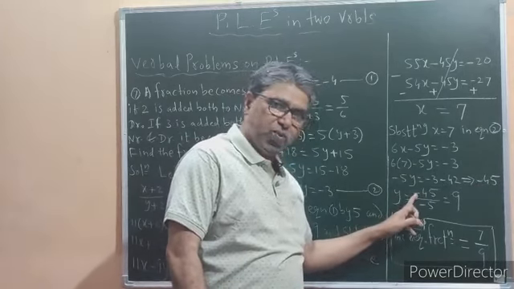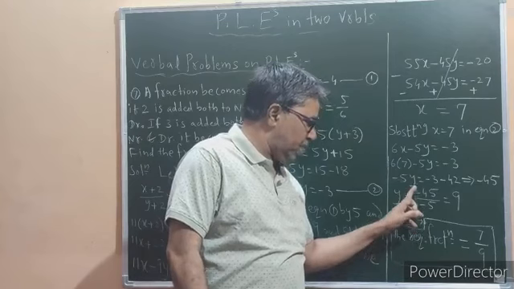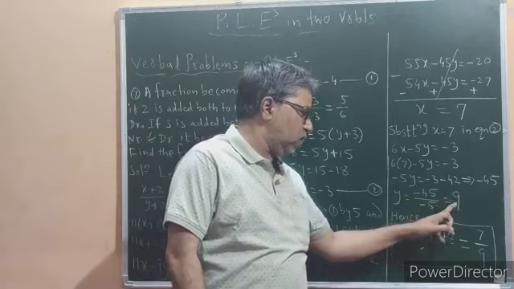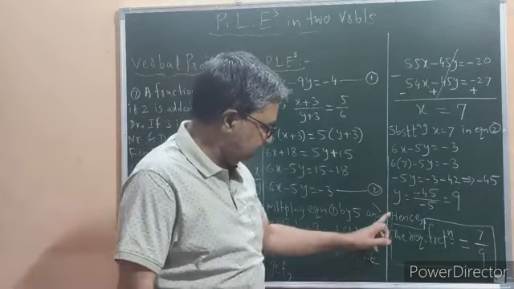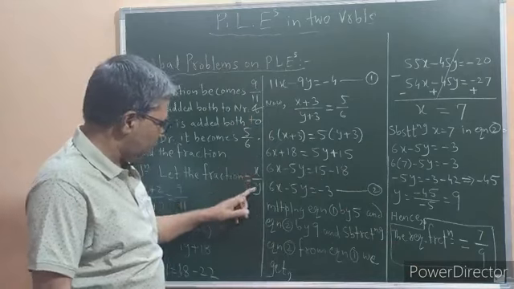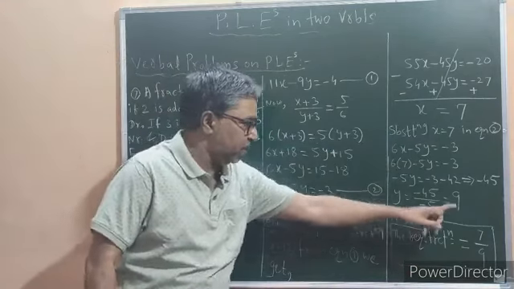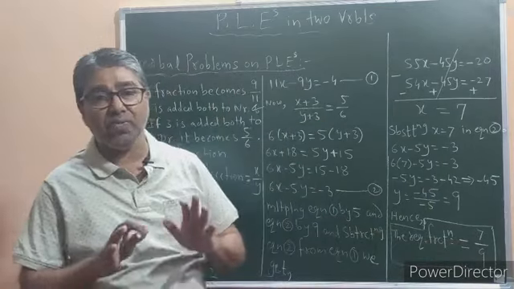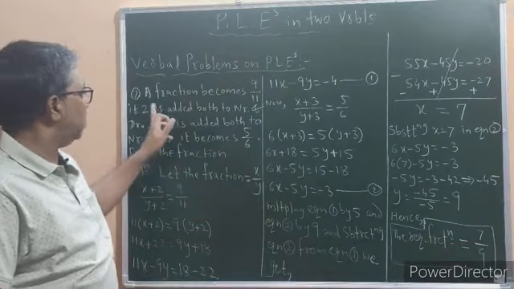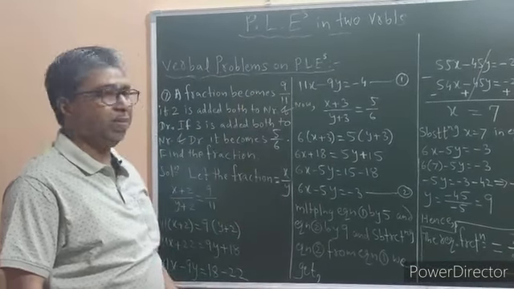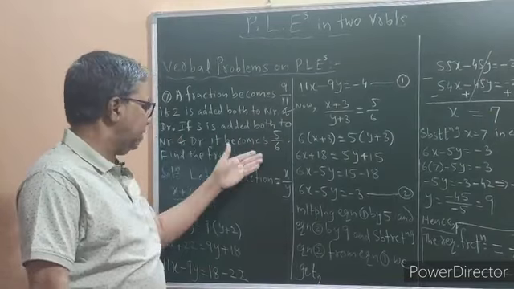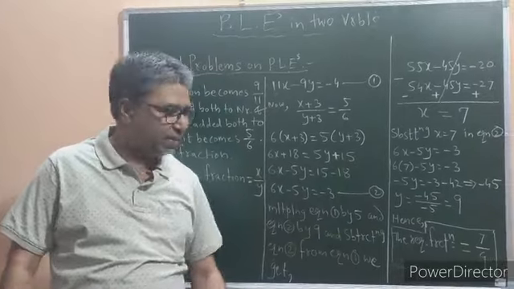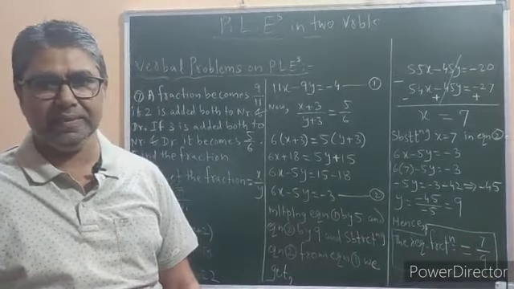Y is equal to minus 45 upon minus 5. Minus minus will become plus. 5 1s are 5, 5 9s are 45. So the value of y is 9. Hence the required fraction x upon y, value of x is 7 upon value of y is 9. 7 upon 9 is the required fraction, where if you add 2, the fraction will become 9 upon 11, and if you add 3, the fraction will become 5 upon 6. So in this example, the required fraction is 7 upon 9.